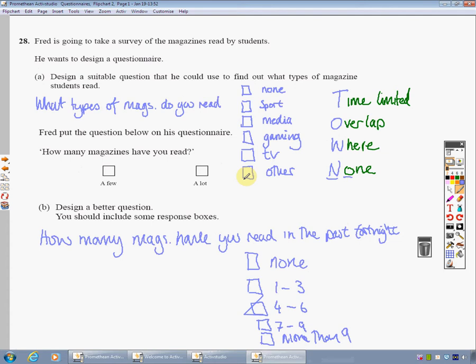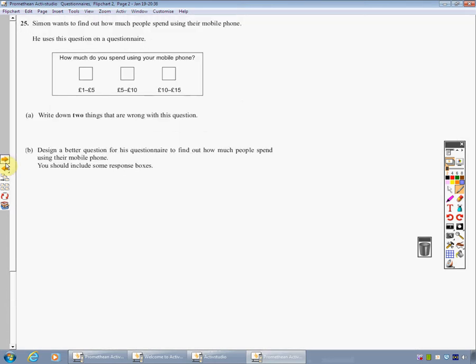Okay, same idea here. I'm looking at this. I'm going to let you have a go at this yourself and then go through it. So if you'd like to press pause now.